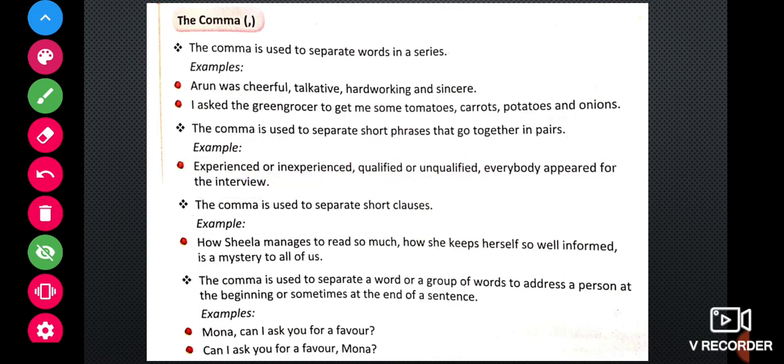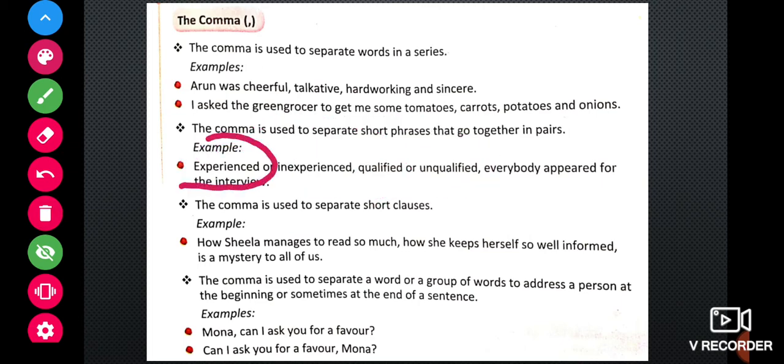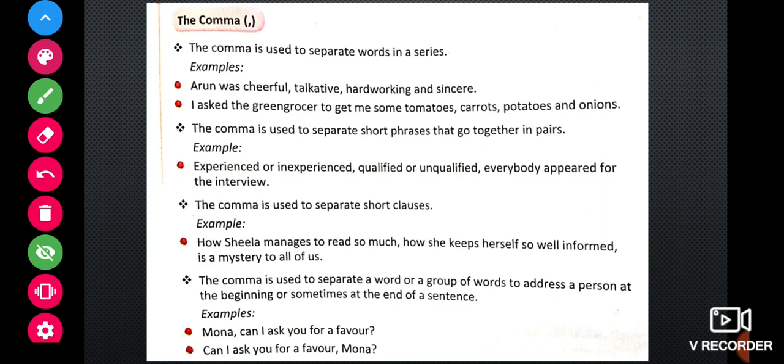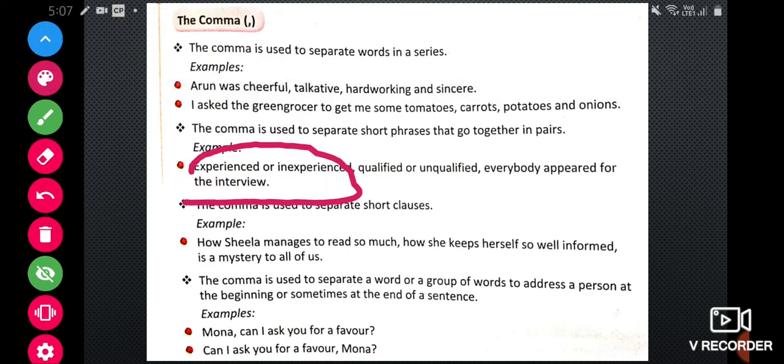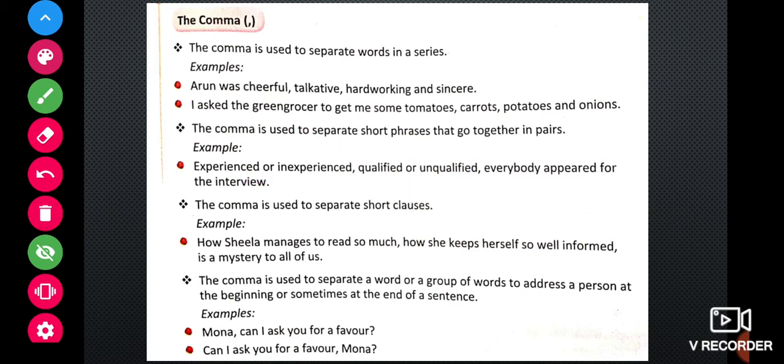They go together means we cannot write experienced and qualified, inexperienced and unqualified. We cannot write experienced and unqualified or inexperienced and qualified. These are certain words which go together in pairs. So for such words, we use a comma in between them.